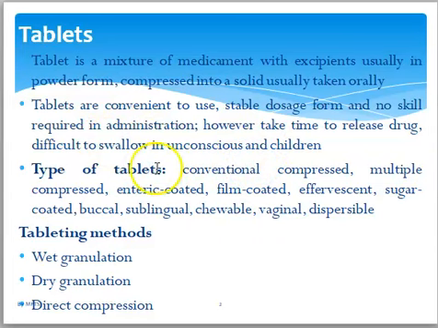What are the different types of tablets? We have conventional compressed tablets, which is the common one. Multiple compressed, having different layers. Enteric coated, sugar coated, buccal, dispersible, and very many others. The chewable ones are common in children. So what are the different tableting methods? We have wet granulation, dry granulation, and direct compression. I'll explain them later on in the presentation.